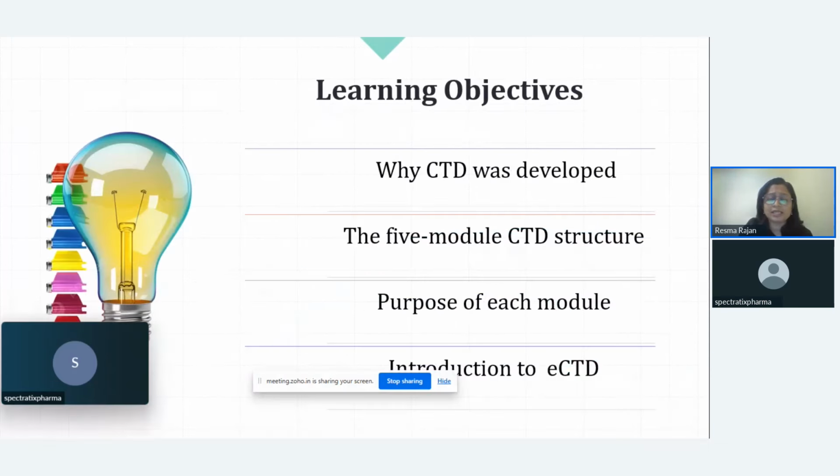In today's session, these are the learning objectives: why CTD was developed, and that each CTD has different modules, or for example, different chapters. There are 5 different chapters or modules. We will look into these 5 modules and the purpose of each module, and an introduction to the eCTD. These are going to be the learning objectives of today's session.